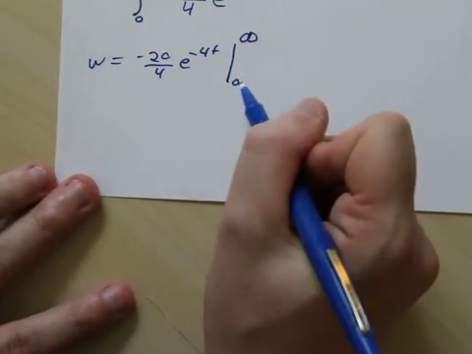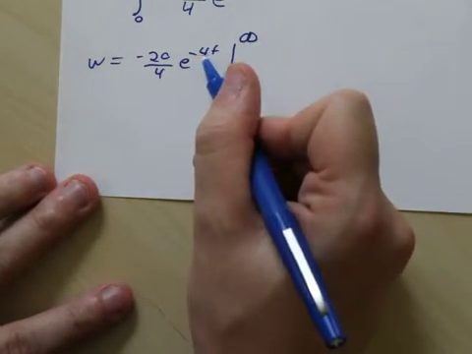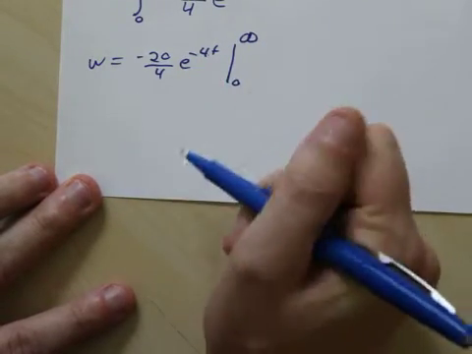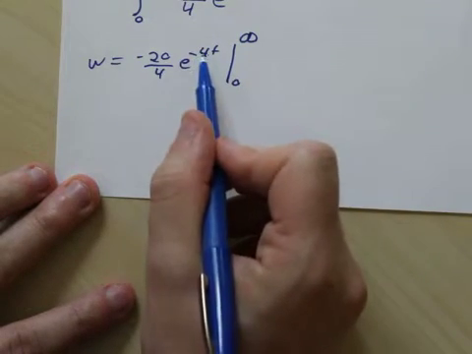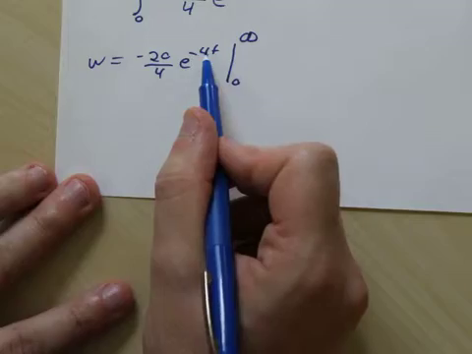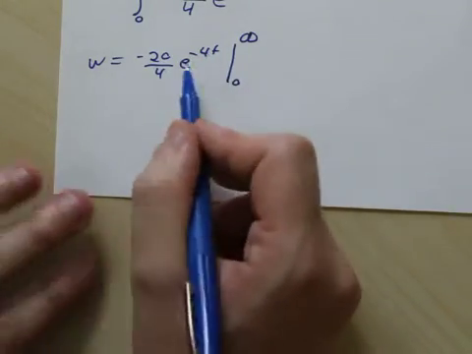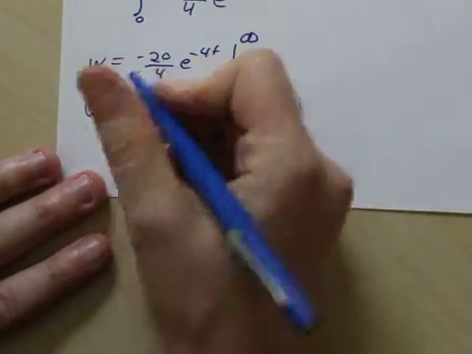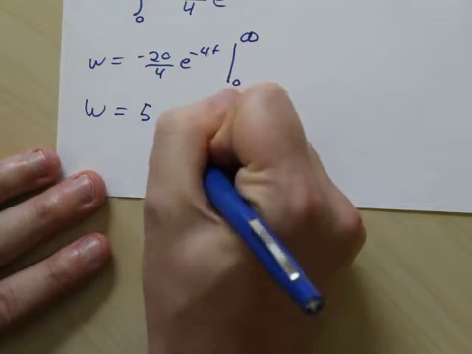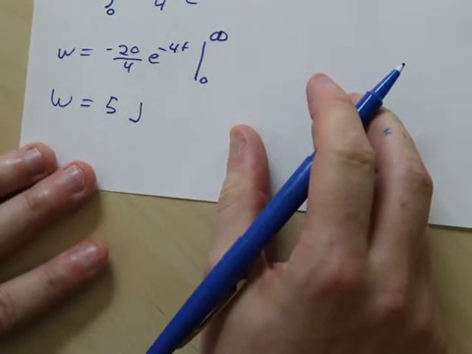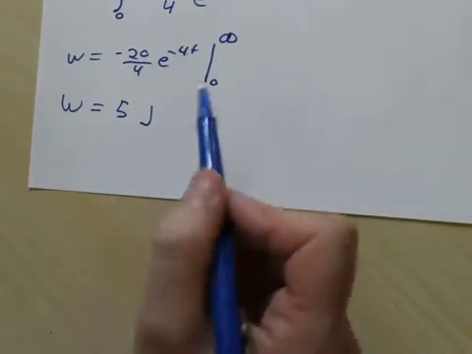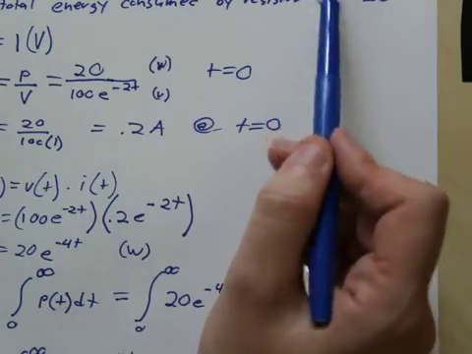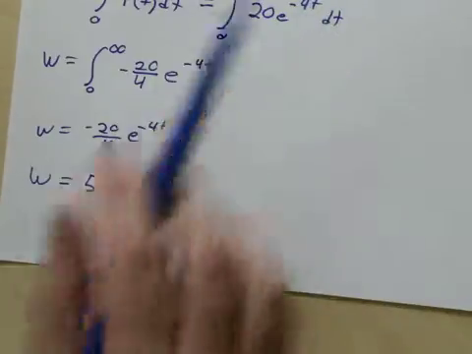And if we plug infinity into minus 4t, e to the minus infinity is going to go to nothing. And then if we plug 0 into the minus 4t, e to the minus 4 times 0, so e to the 0, is 1, so that's going to cancel out too. So for one of them we cancel the entire thing out, and for the other we cancel the 1, so that's going to be W equals 5 joules. Cool? And so what that's saying is the total energy for t greater than or equal to 0 is going to be 5 joules of energy.